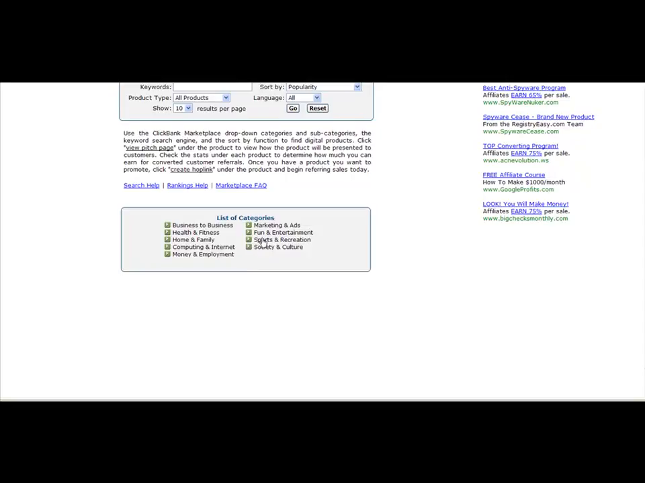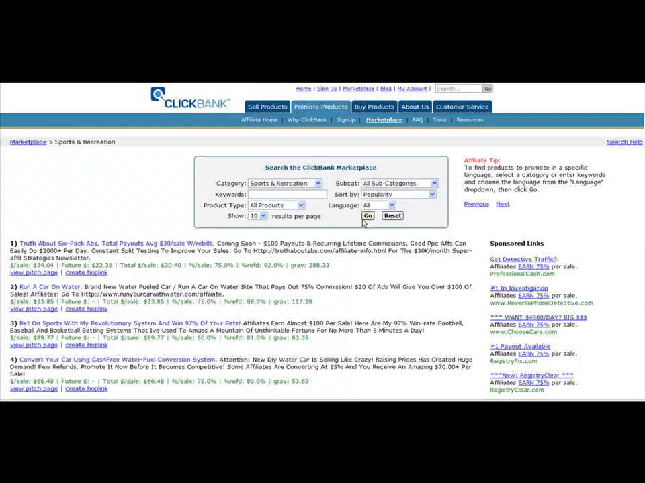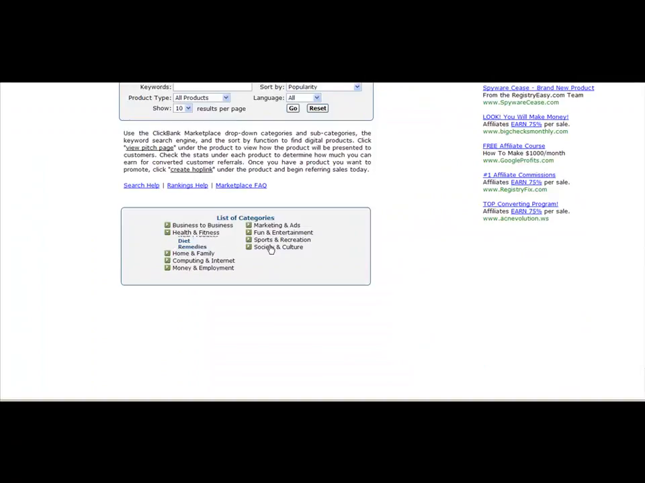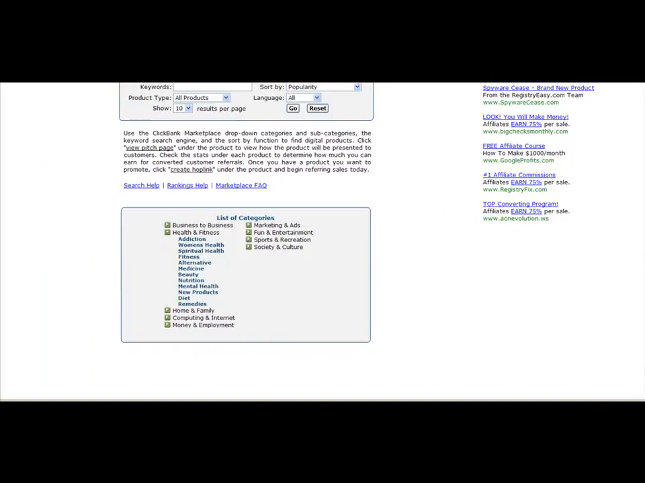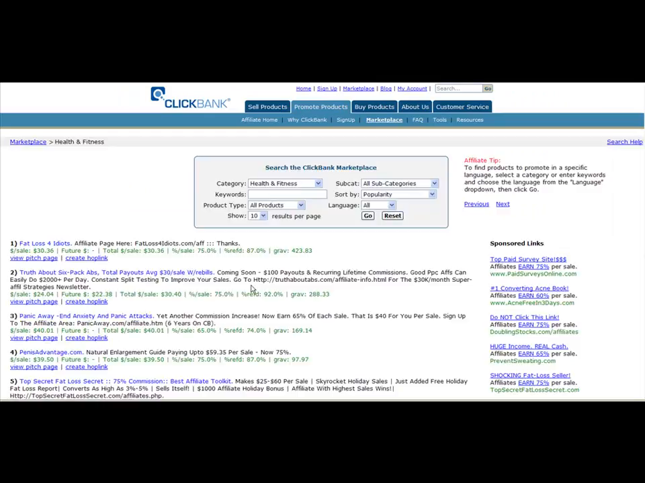So we could also just click here on sports and recreation just to get an idea. Again, the six pack abs comes up at the top of that category also. So I think we're going to do this example. Talking about six pack abs, I'm going to take you through how to profit from this particular niche. So the truth about six pack abs, let's go ahead and click on this and see if we like the sales page. So you can just click over here on view pitch page.